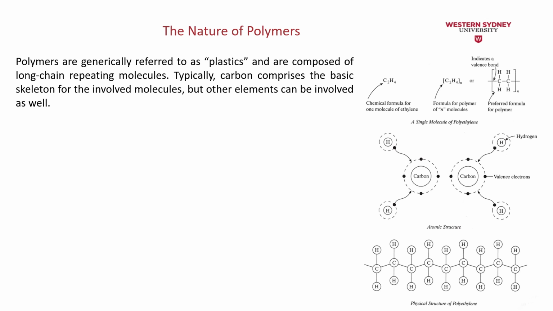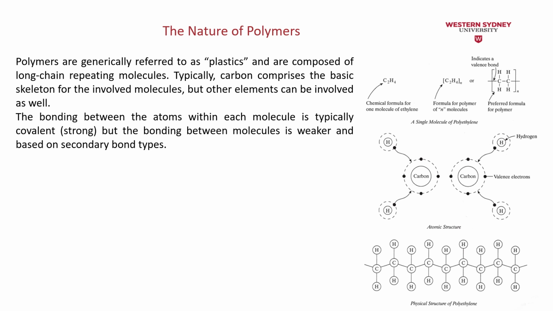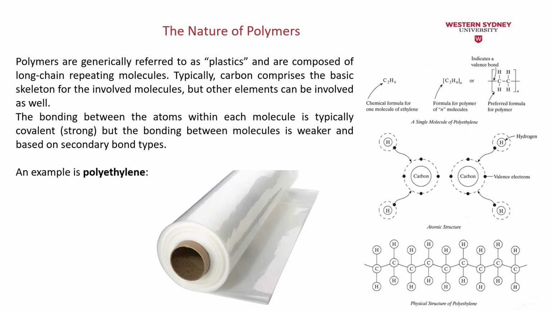The polymers are generally referred to as plastics and are composed of long chain repeating molecules. Typically, carbon comprises the basic skeleton for the involved molecules, but other elements can also be involved. The bonding between the atoms within each molecule is typically covalent, which is going to be strong. But the bonding between the molecules is going to be weaker and based on the secondary bond types. An example is going to be the polyethylene.